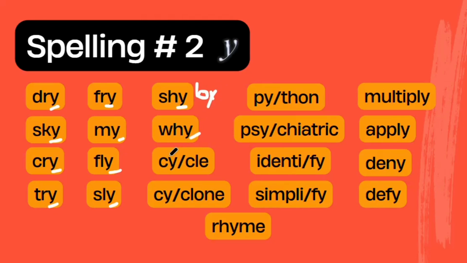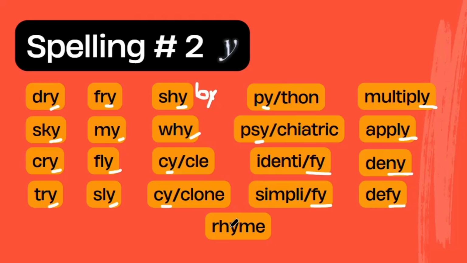Then we have words in which Y says I at the end of a syllable. Cycle, cyclone, python, psychiatric. Now we have 4 words: identify, simplify, magnify, beautify. If you are using fy as a suffix, it will say the fy sound. Some other words: multiply, apply, deny, and defy.